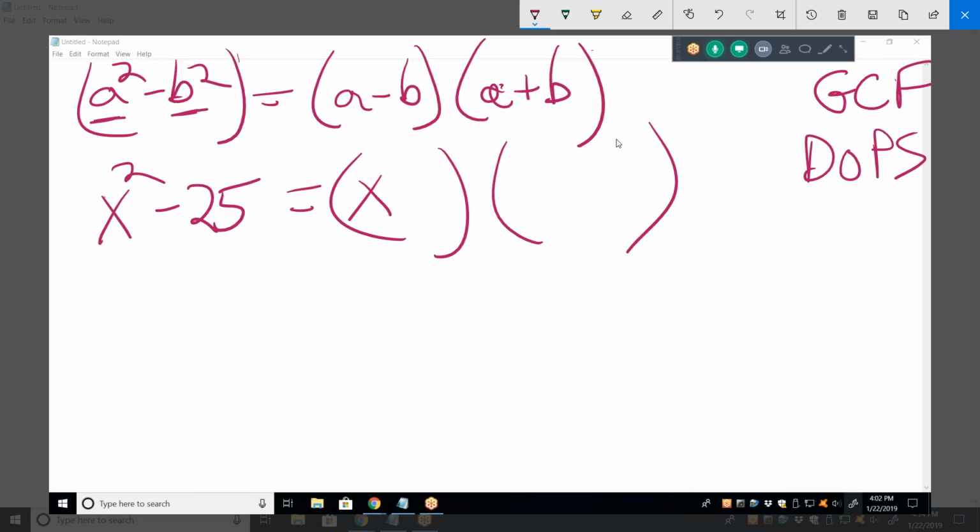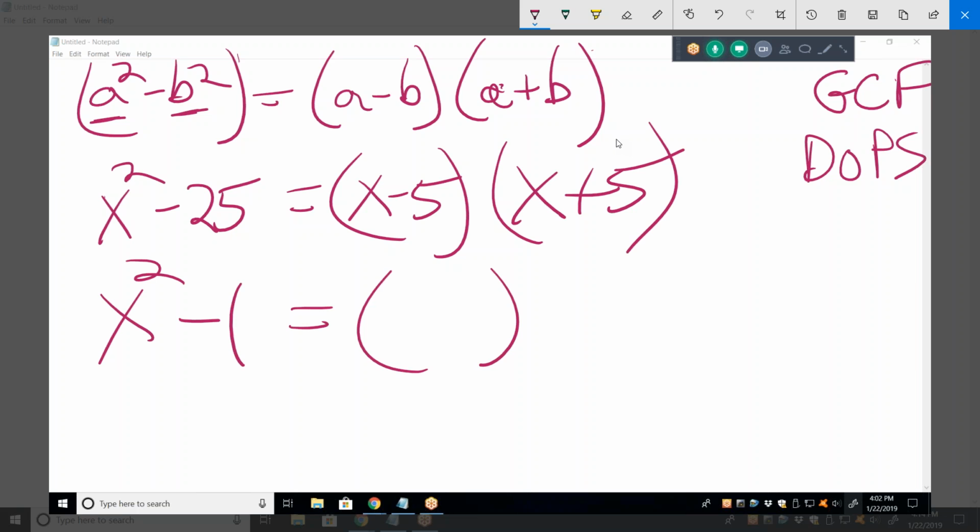X minus 5, x plus 5. Perfect. How about if I gave you this one? This is the one most people don't see. Still is difference of perfect squares. 1 is a perfect square number. Okay, so then it's x minus 1, x plus 1.